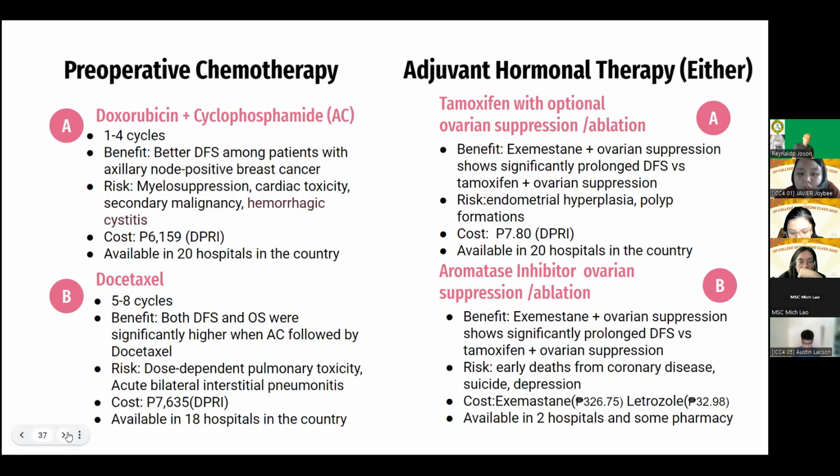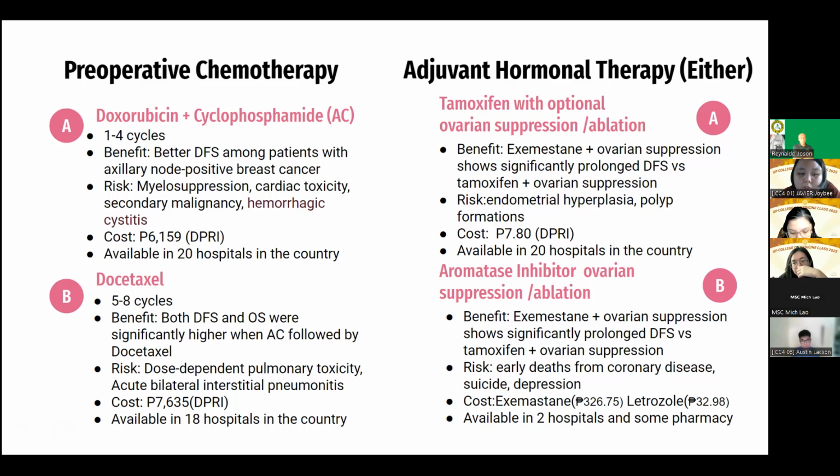So the risk: it may have side effects, which include increased fluid accumulation. It also has dose-dependent pulmonary toxicities, such as acute bilateral interstitial pneumonitis, which has been demonstrated to occur before, during, immediately following, and even after the initial administration of the drug. So the cost of this drug is 1,908 times 4 cycles, for a total of 13,794. It is also widely available in 18 hospitals in the country.